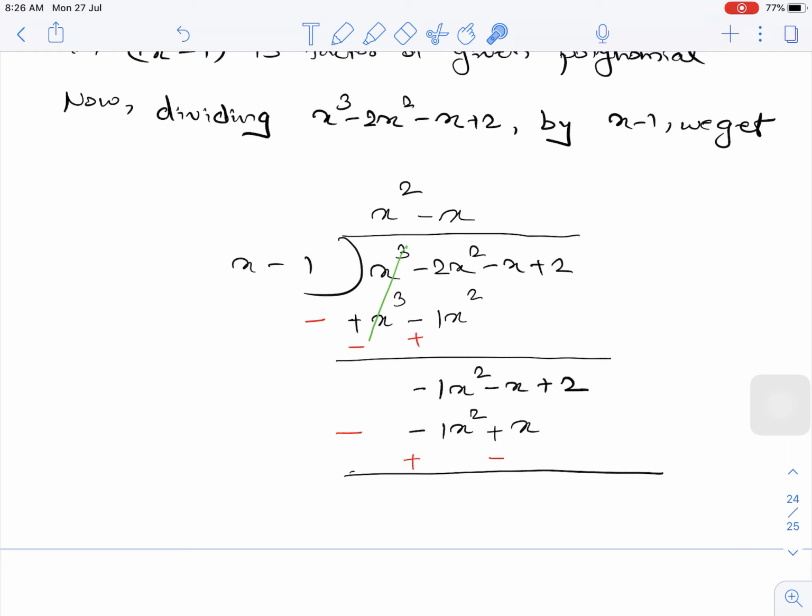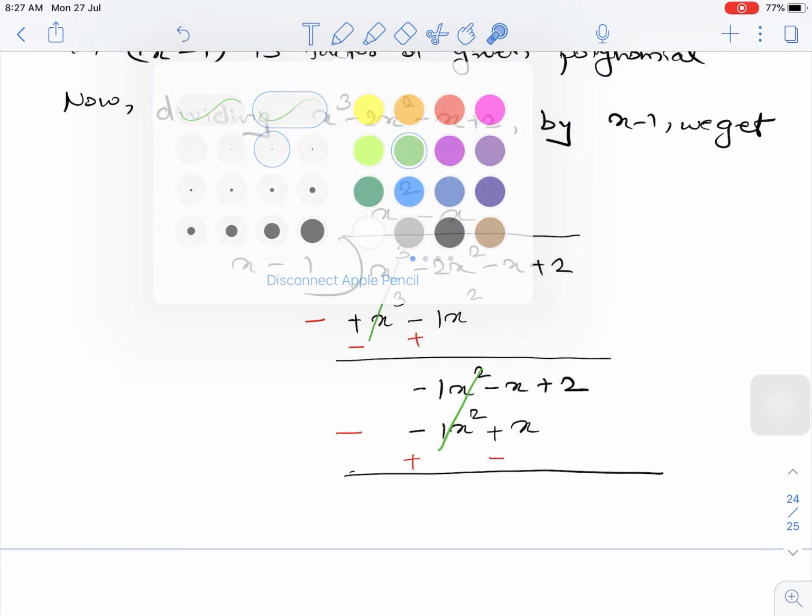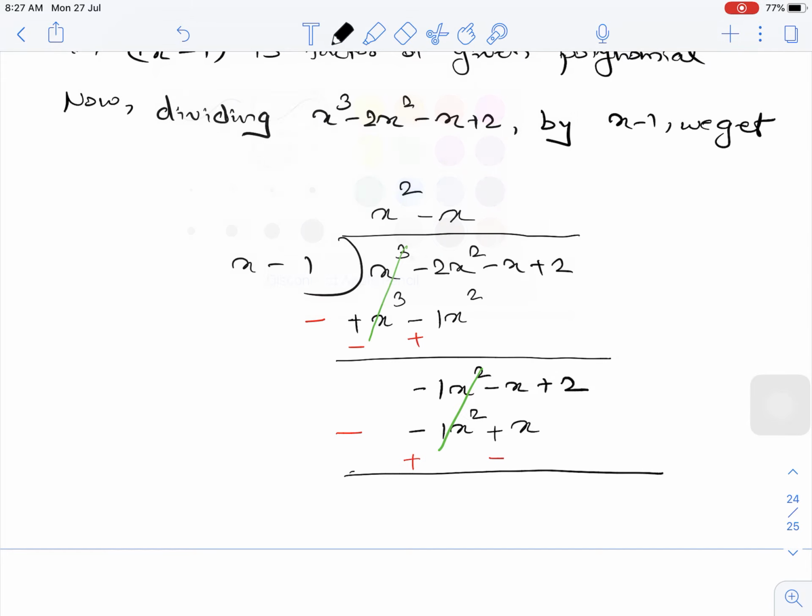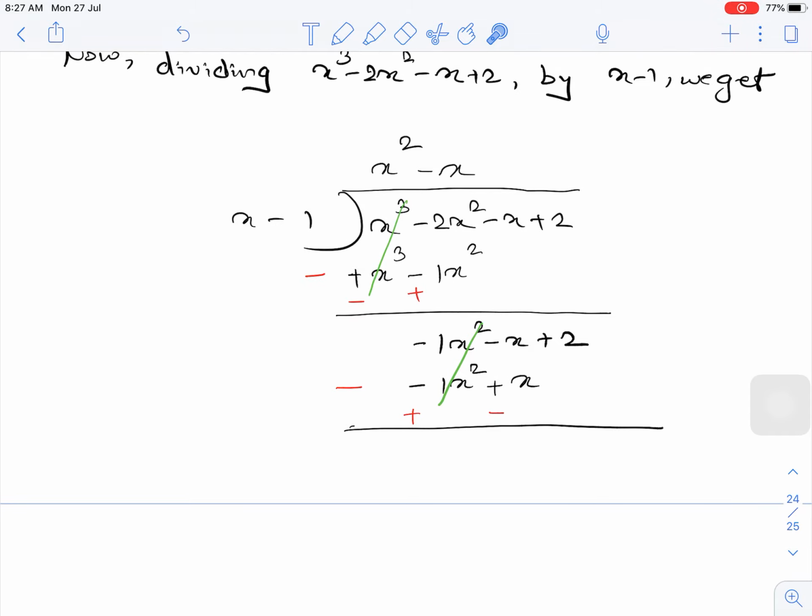Okay, now what we have to do, we have to go on doing further addition, subtraction. Now this x square and this x square, they are like terms. This one is having minus, this one is having plus, so we have to cancel it. Okay, now what you have to do, check next one. Now here we have minus x, here we have minus x, both are like terms. Now what we have to do, we can add this one. Okay, so they will become minus 2x plus 2.